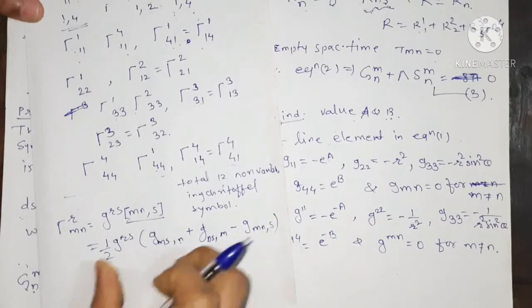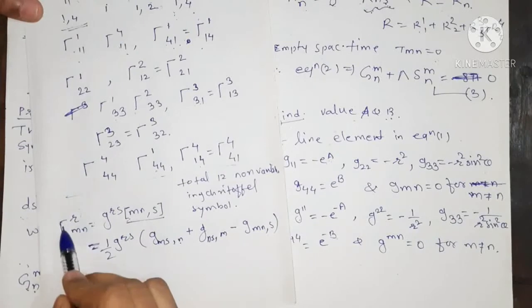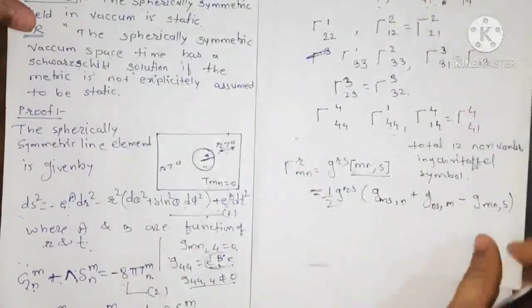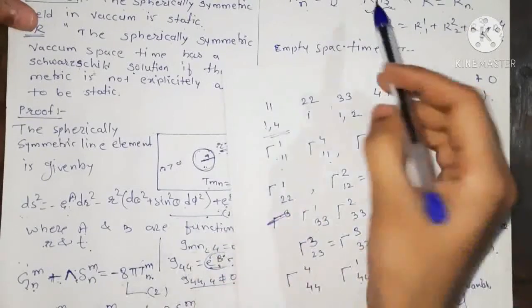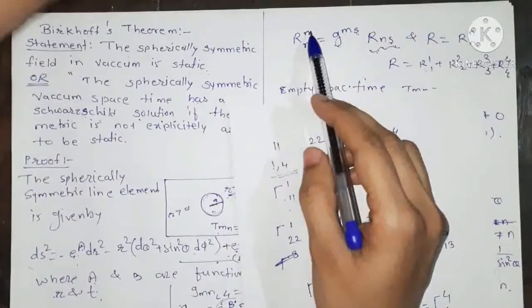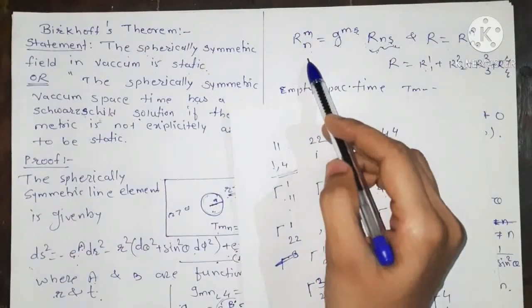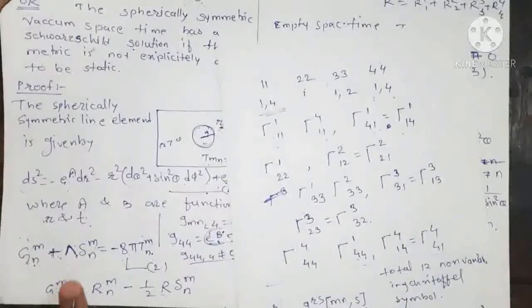Okay, using this formula we calculate the Christoffel symbols, and then we substitute these Christoffel symbols to find the value of Rmn, that is, the Ricci tensor Rmn. Then we calculate the mixed tensor form of Rmn, and after calculating this Rmn we substitute this value to find the Gmn.